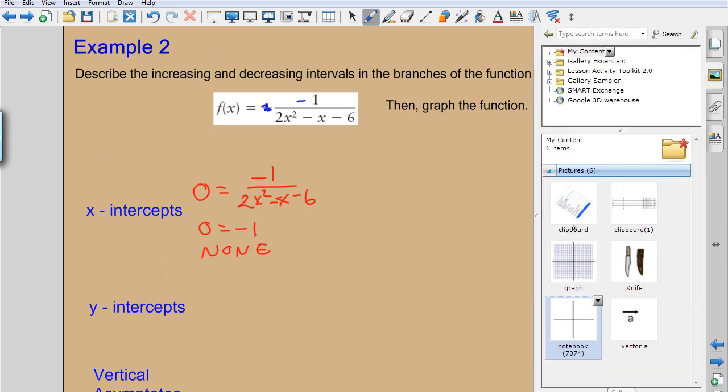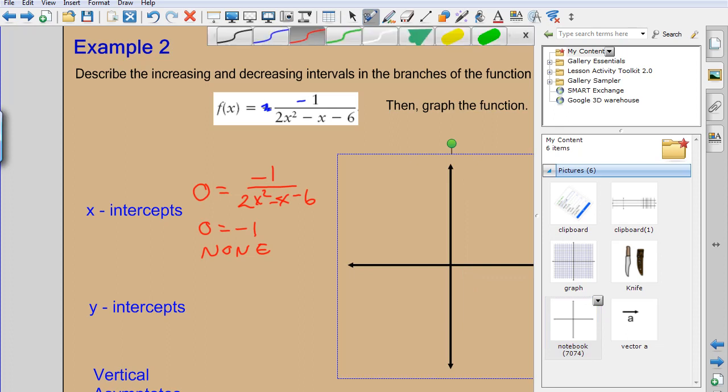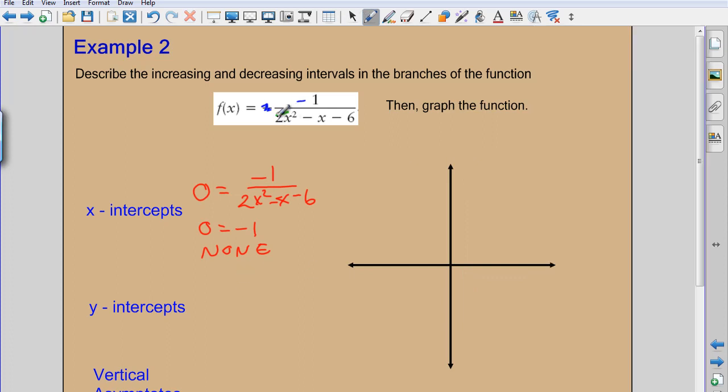We can also take a look at the y-intercepts. And the y-intercepts in this question, again, are found by hiding or setting the x's to 0. Negative 1 divided by negative 6 is going to be a positive 1 over 6.